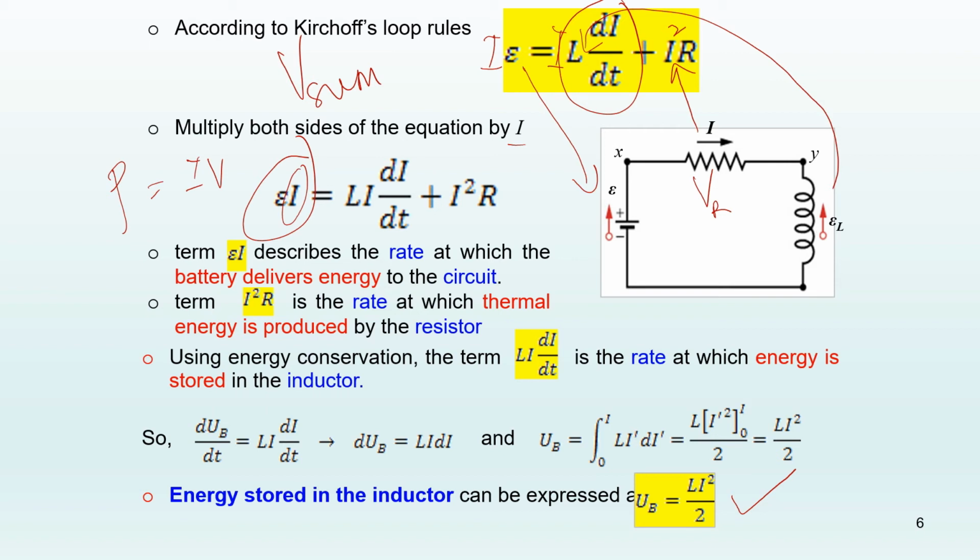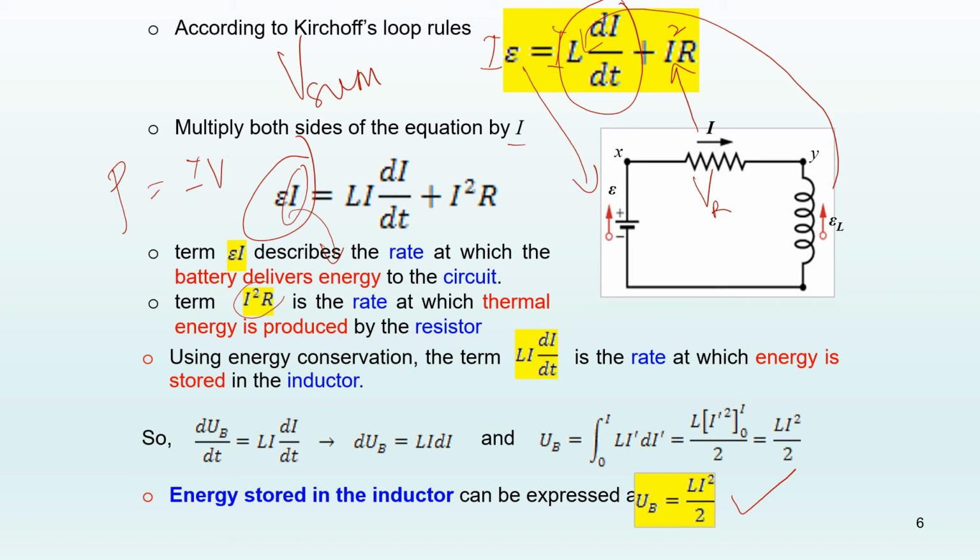So dia darab dengan current, apa kita dapat? So the term EMF darab dengan current yang ni dekat left hand side ni adalah rate at which the battery delivers energy to the circuit. So yang ni adalah rate of energy from the EMF ni, yang daripada power supply ni.